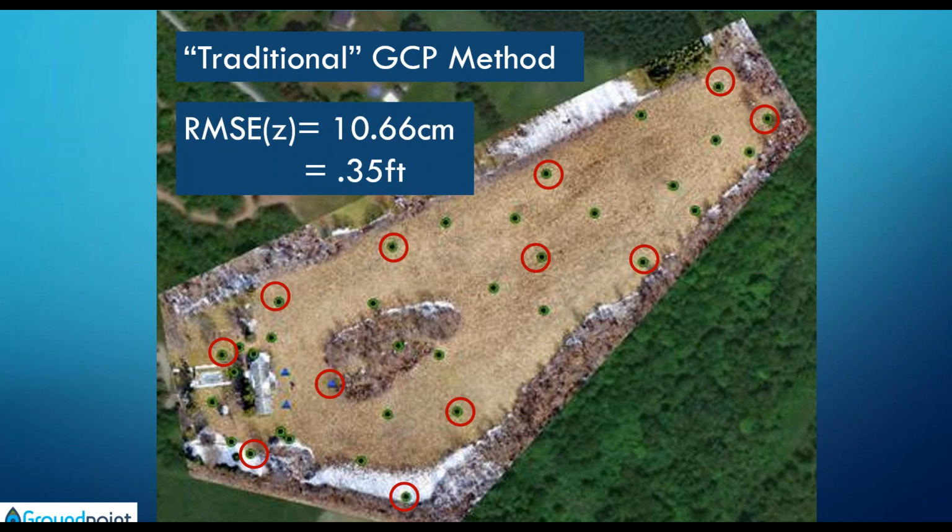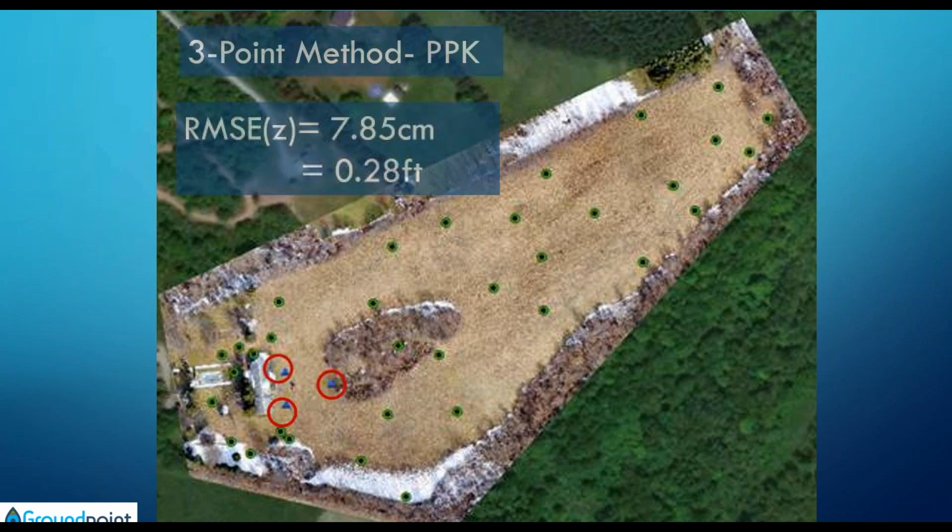Hey, we're getting down using traditional ground control into the 10 centimeter range. To me, that's close enough. I can call this good enough for 1 foot contours. So we're meeting, or right on the cusp of, that 10 centimeter accuracy class for 1 foot contours using traditional GCPs. And that was using 14 control points.